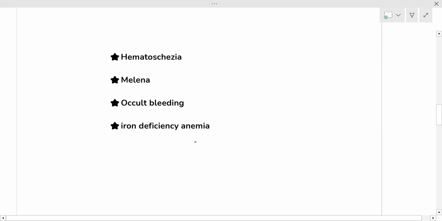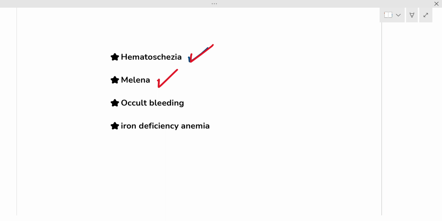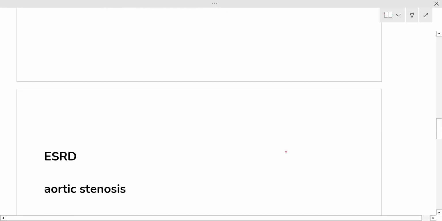Now how does it present? It presents with hematochezia, sometimes melena, occult bleeding, and deficiency anemia, which I think is pretty obvious because you keep having occult bleeding, you're obviously going to become anemic with iron deficiency anemia.